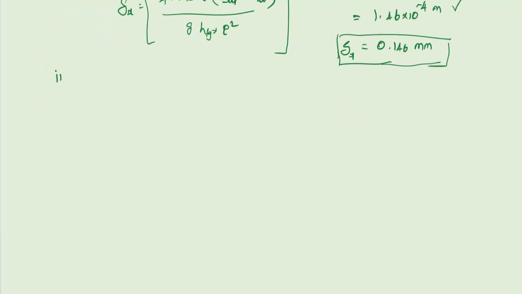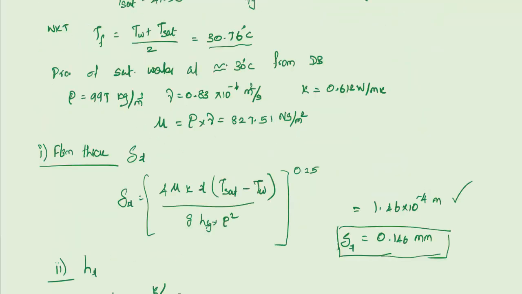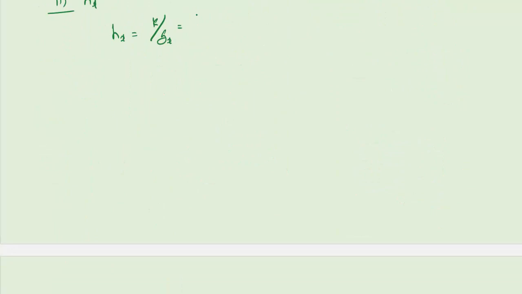In the second subdivision you have to find out the Hx value. From the data book you know that Hx equal to K divided by del X. Here the K value is taken from the HMT data book, that K value is 0.612. So 0.612 divided by the del X value, 1.46 into 10 to the power minus 4. The answer will be 4191 watt per meter squared Kelvin. So go to the third subdivision.